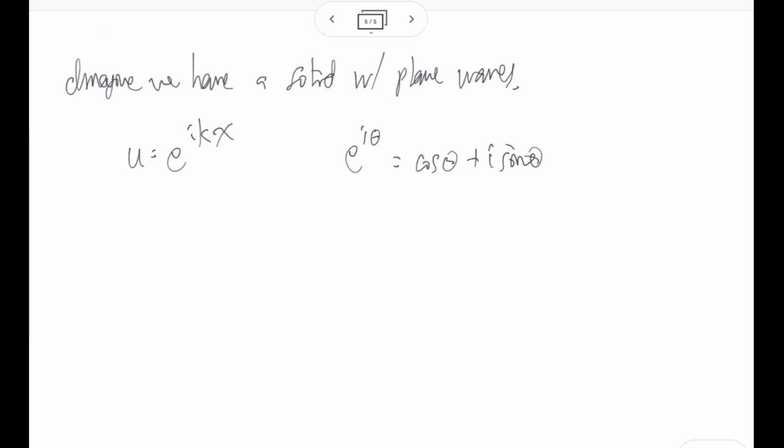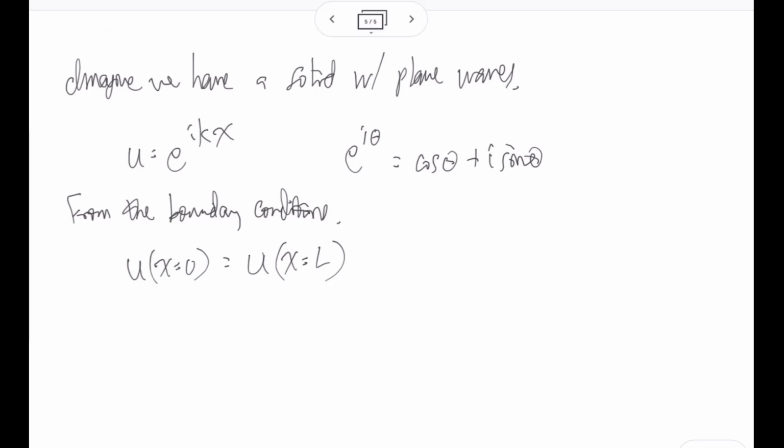But okay, so what we're going to do is say that, from the boundary conditions of my solid, the solid has fixed boundary conditions. In other words, u of x equals 0, which is at one part of my crystal, is going to be equal to u of x equals L, which is at the other side of the crystal. If I plug these values into this expression, then I have 1 equals e to the i k L. This is this side and this is this side.